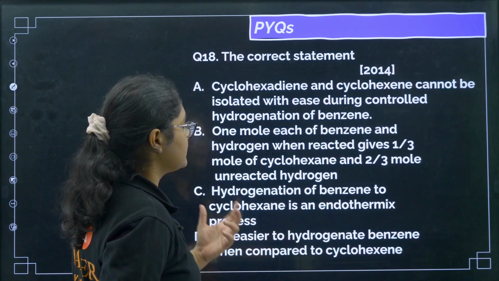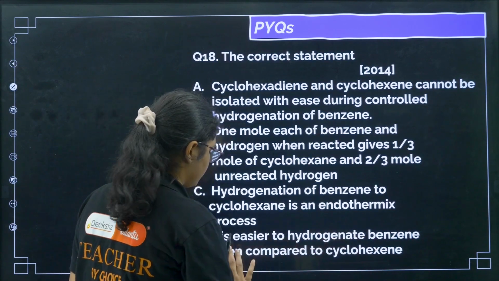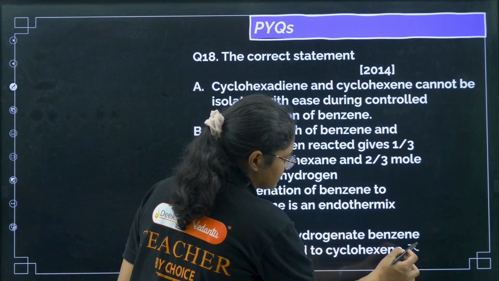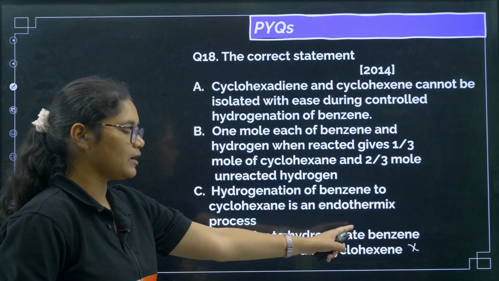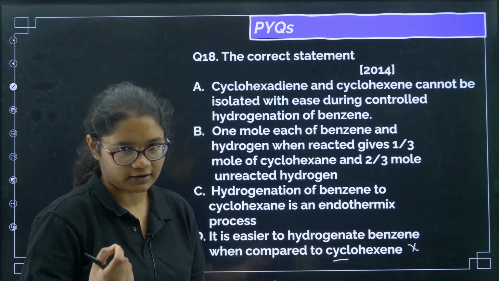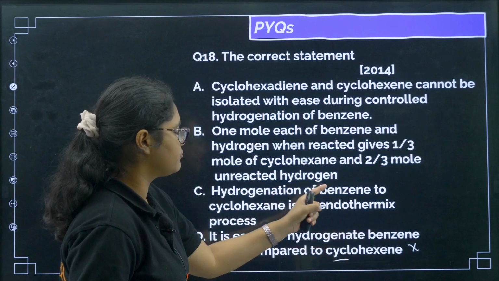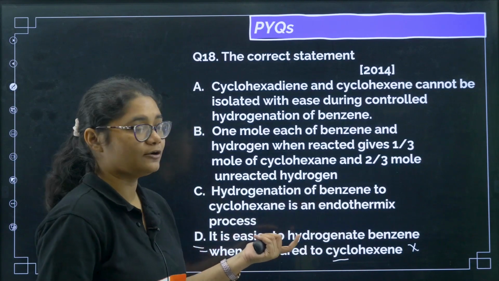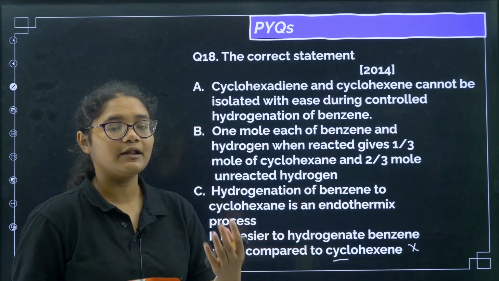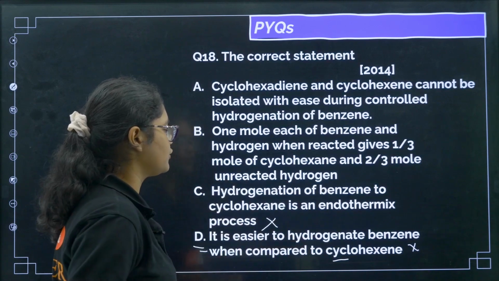You have to find the correct statement, right? So now if you see this one, it is easier to hydrogenate benzene when compared to cyclohexene. This is wrong, because in benzene you have to hydrogenate 3 bonds, while in cyclohexene you have to hydrogenate only one double bond. So that is why this statement is wrong. Next, hydrogenation of benzene to cyclohexane is an endothermic process. No, when you add hydrogen, it is an exothermic process. So this is also wrong.